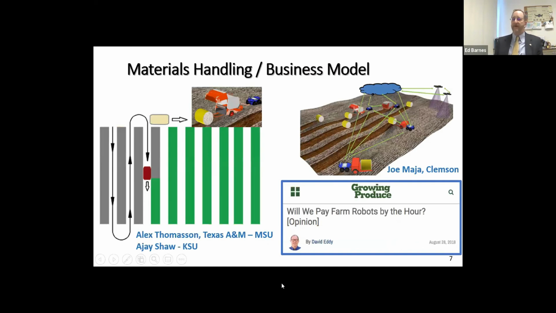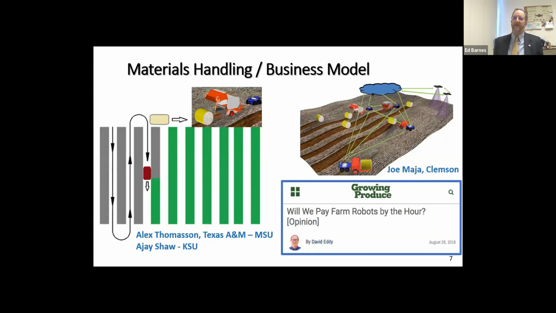Another thing we haven't fully developed is looking at how the materials handling will go once the autonomous equipment has removed the cotton. Alex Thomason and Joe Maha have considered this. We're also working with another professor, Ajay Chandra at Kansas State University, looking at how we can most effectively move cotton around.